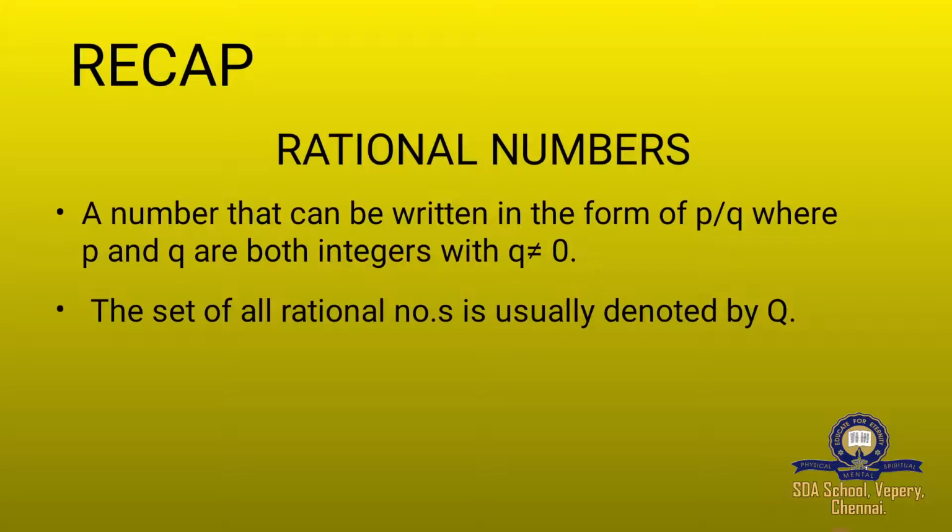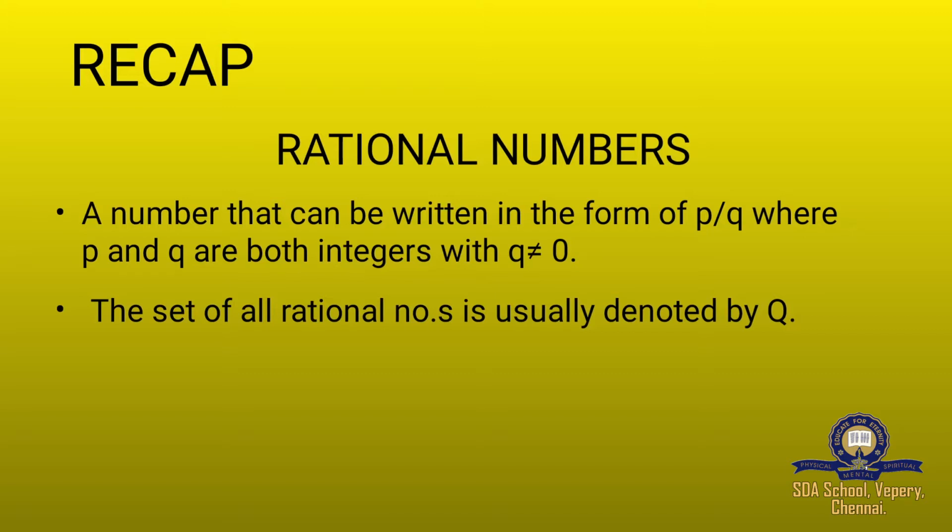Good morning, children. Today we are going to begin with a new chapter called Real Numbers, in which we are going to look into rational numbers. So what is a rational number? It is a number that can be written in the form of p by q, where p and q are both integers and q is not equal to 0.